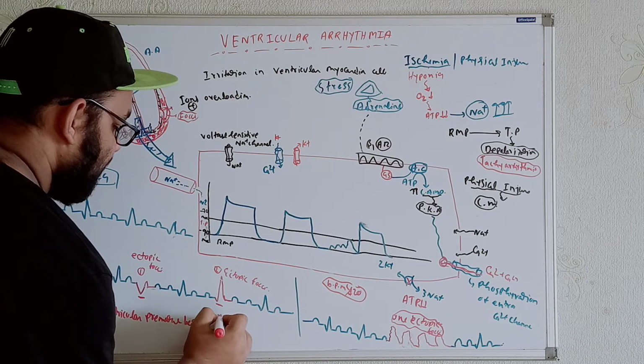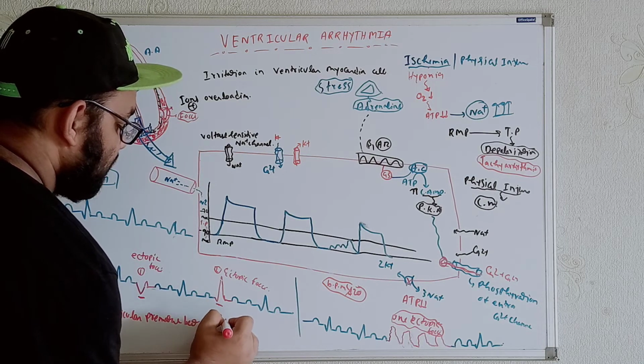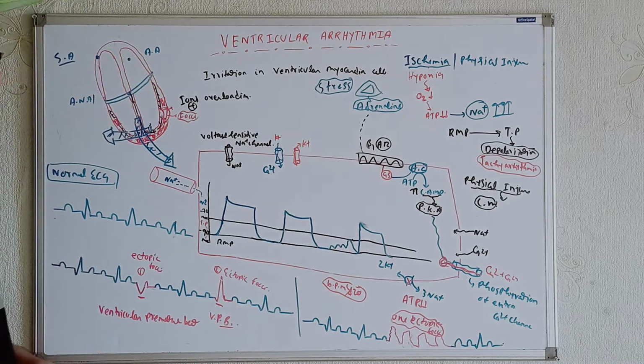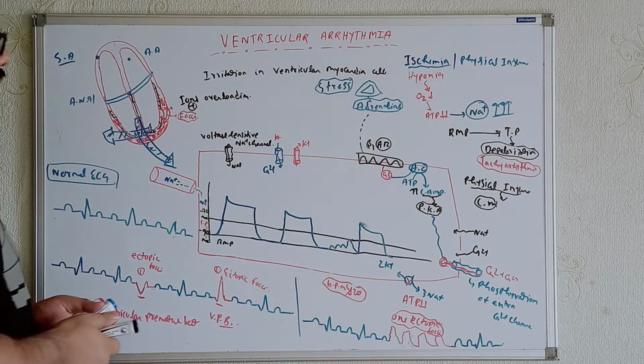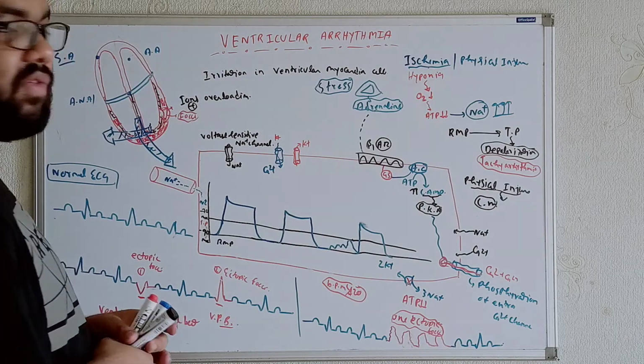This is also a ventricular premature beat. Okay. Now we'll talk about the other things. Now let's talk about ventricular flutter. What type of thing will we get in terms of ventricular flutter?